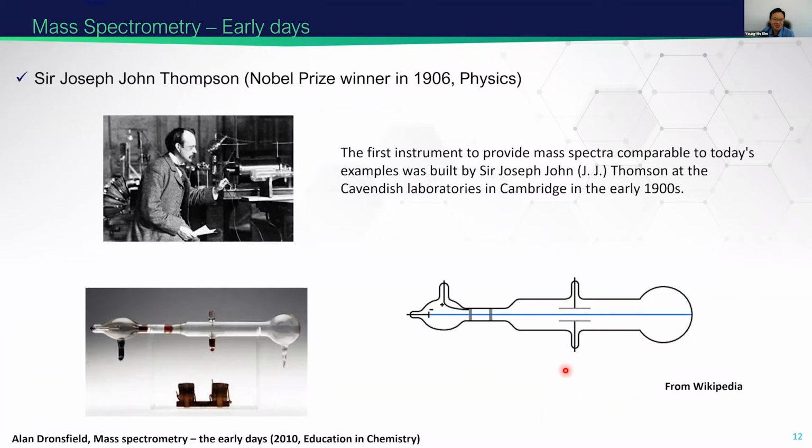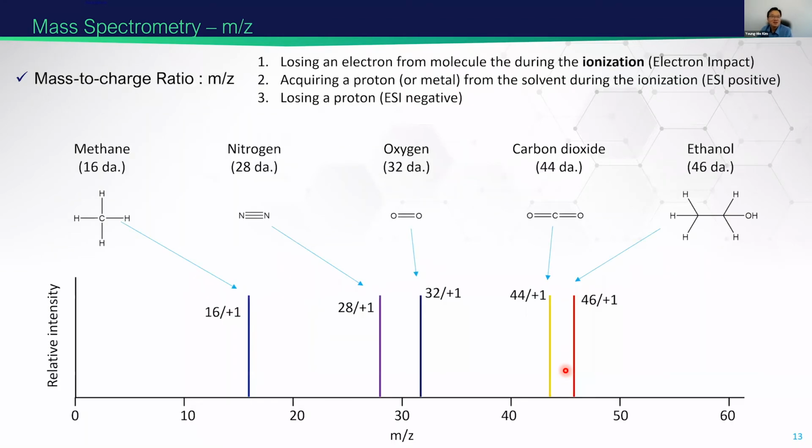After this invention, many great scientists improved the measurement of particles. Then we need to know what m/z values are. You probably saw a lot of m/z values yesterday, and that is the mass to charge ratio. M is the molecular weight of the compound, and z is its charge state. There are simply three possibilities. In electron impact ionization, the molecule loses one electron and converts to a singly charged positive ion.